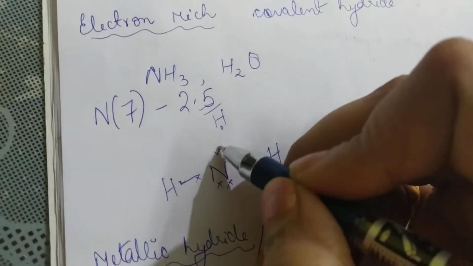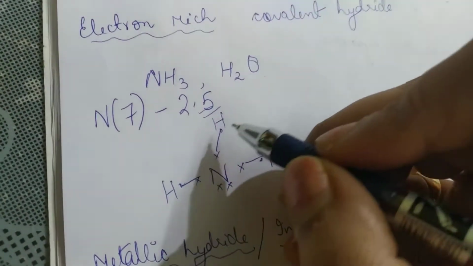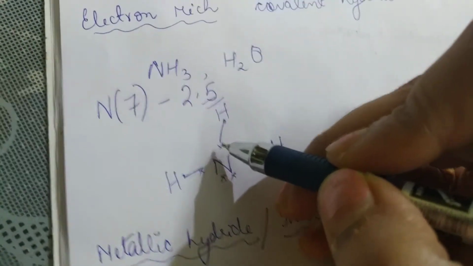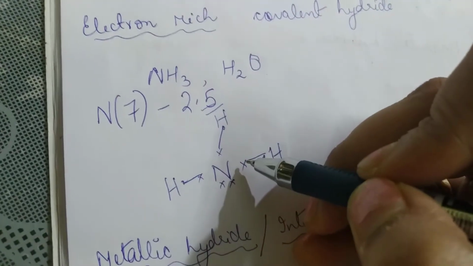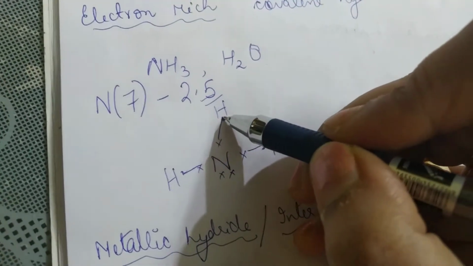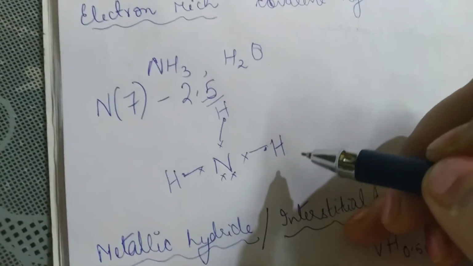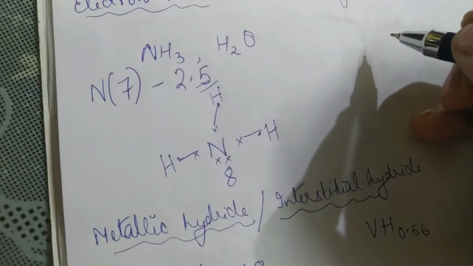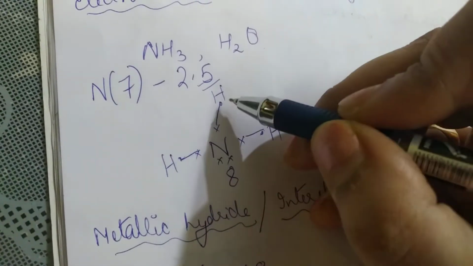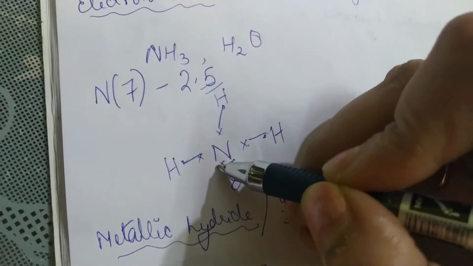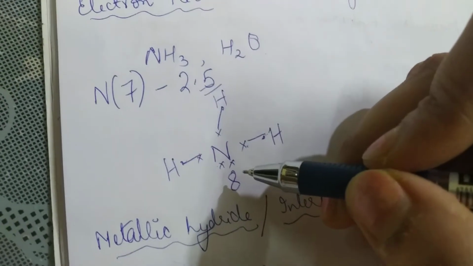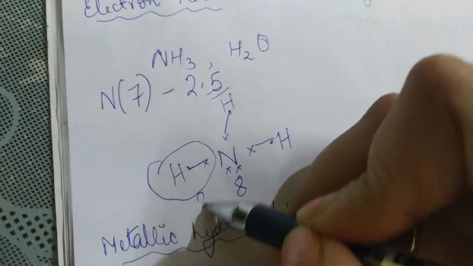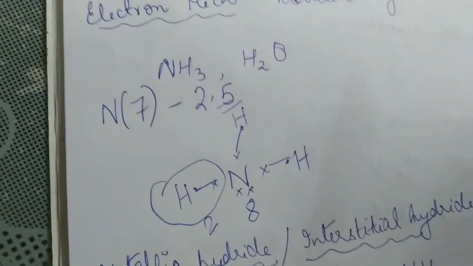This time again it forms 3 single covalent bonds. When it forms 3 single covalent bonds, nitrogen's own valence shell electrons were 5. In addition to it, 3 electrons have been derived from the 3 hydrogen atoms. As a result, nitrogen has 8 electrons now. 1, 2, 3, 4, 5, 6, 7, 8. Nitrogen has its share of 8 electrons. For each of the hydrogen atoms, they have 2 electrons each.